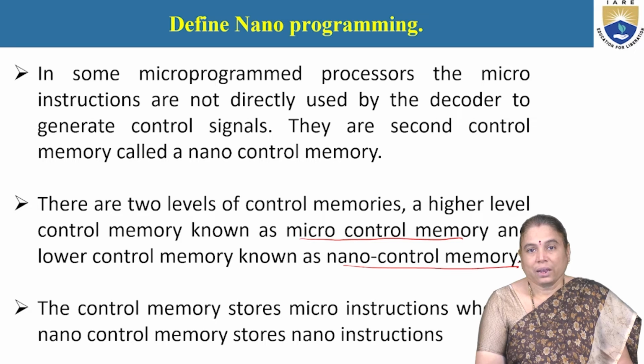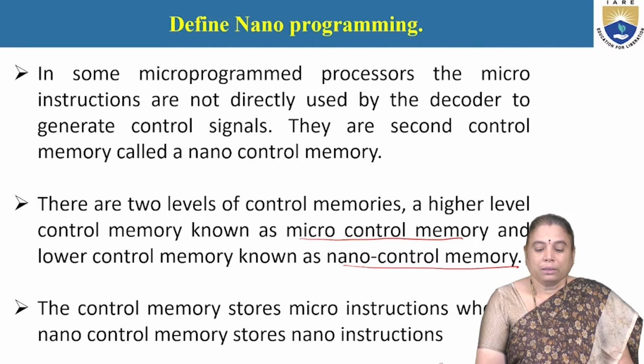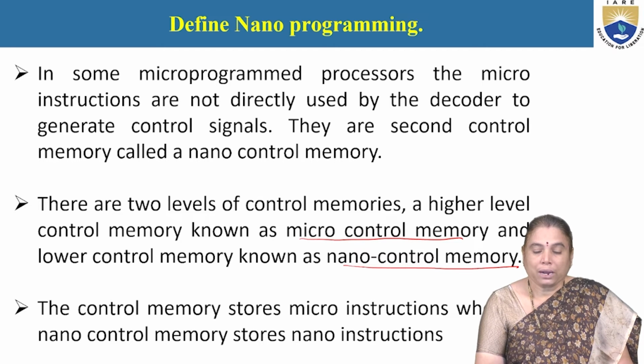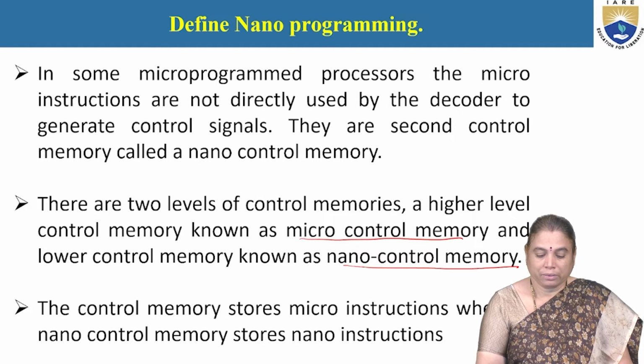In a processor, if two levels of control memories are established, the higher level is generally referred to as the micro control memory, and the lower level is referred to as the nano control memory. The control memory stores micro instructions, whereas the nano control memory stores nano instructions.